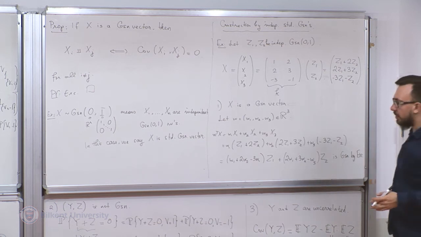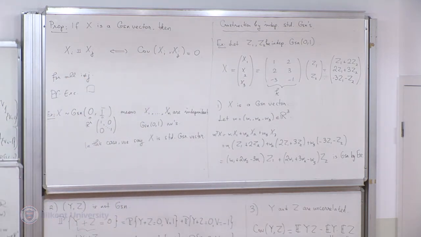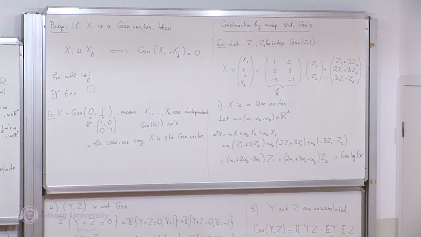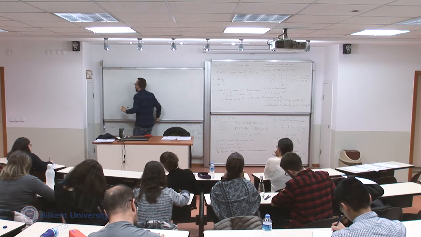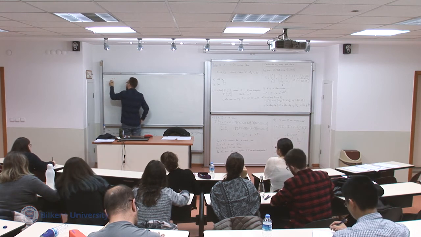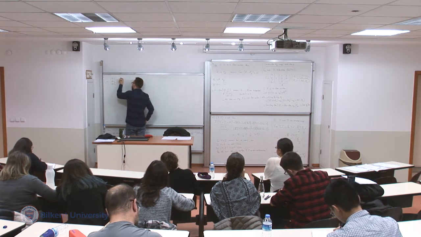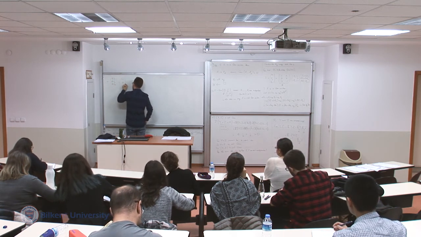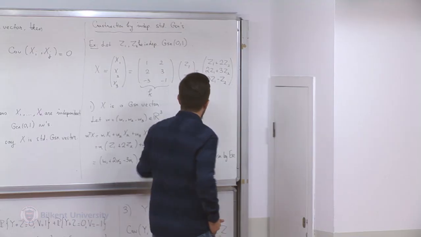So the next question is, what is the mean vector? What is the covariance matrix? This is easier. So the mean vector, X1, X2, X3, is just 0, 0, and 0, right? Because they all have mean 0.